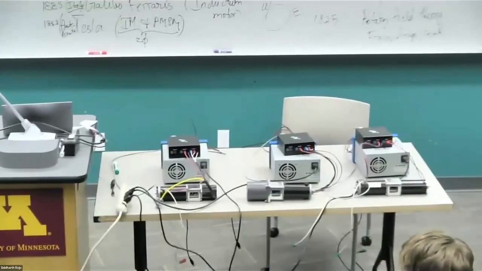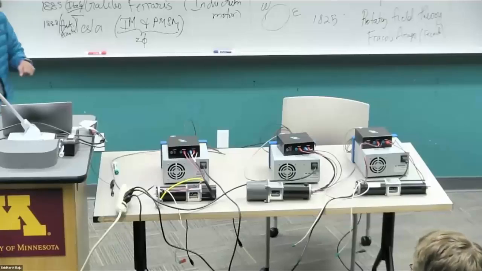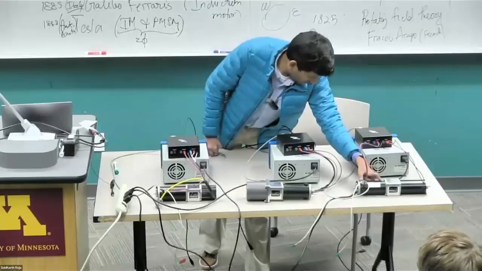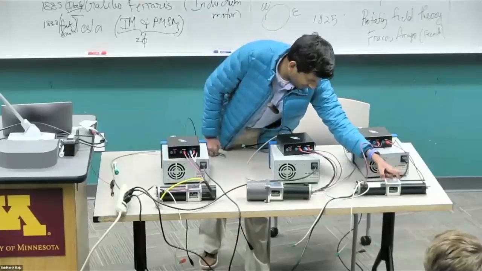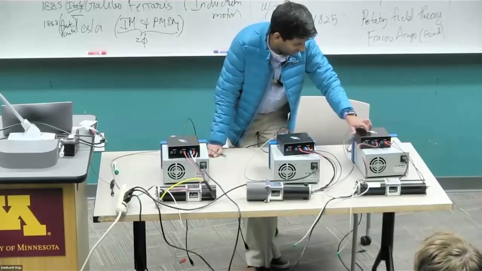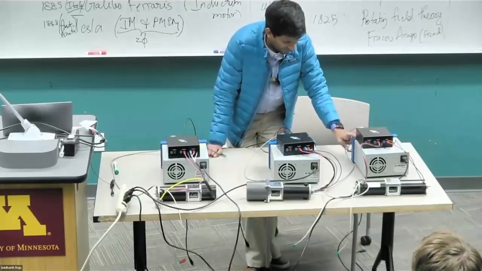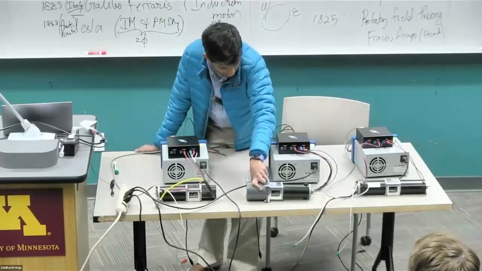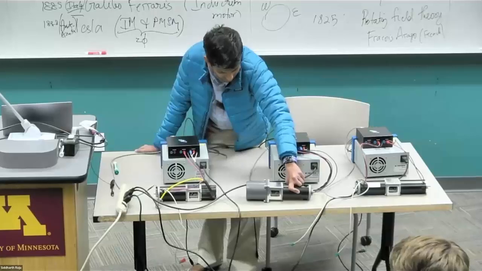So on the table here, I have a couple of setups. On the left, I have a DC motor and a generator coupled. And then this black box right here is a power electronic converter. I'll get to what it does in a minute. And then we have a power supply which is powering all of this. Here, on the right is the induction motor. On the left again is a DC generator.